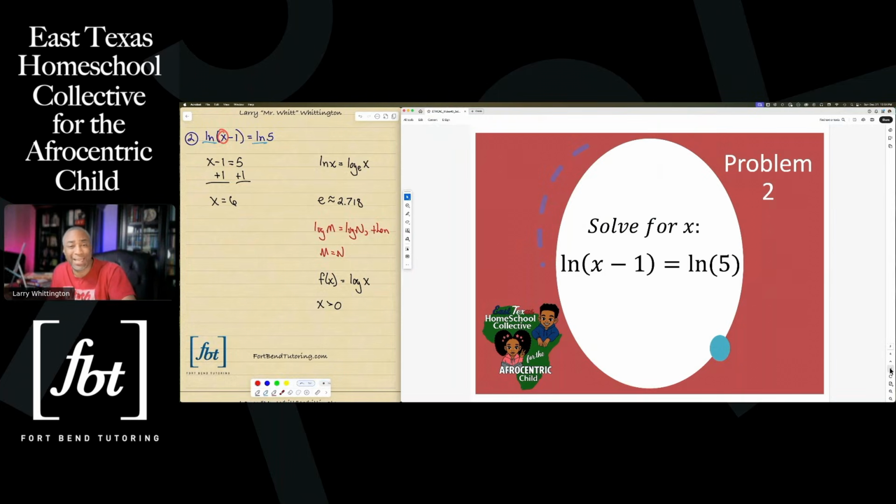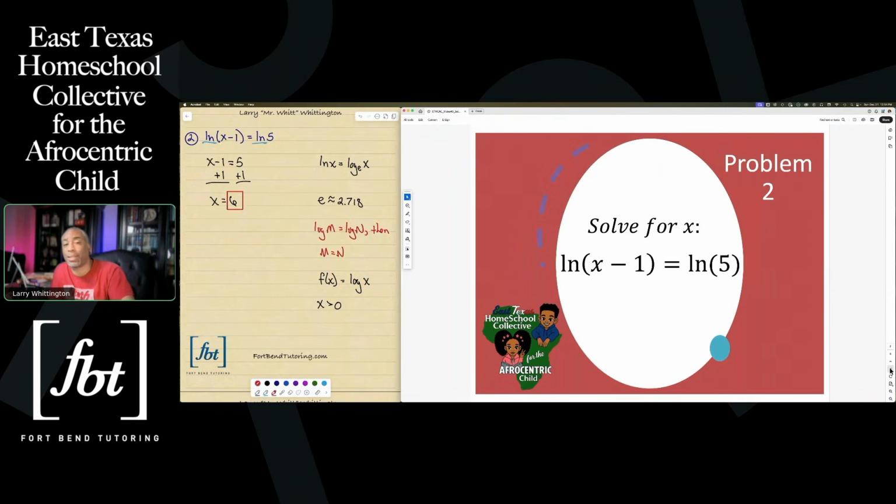So if we were to plug 6 back into the original problem, guys, let's say we plug it in for x right here, plugging in that 6, you'll have 6 minus 1 inside the parentheses, which gives you 5. Well, that means that both sides of the equation equal each other now, because the natural log of 5 does equal the natural log of 5, and therefore we can verify. We have just verified here.